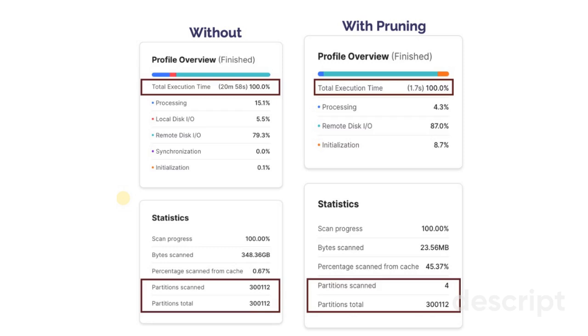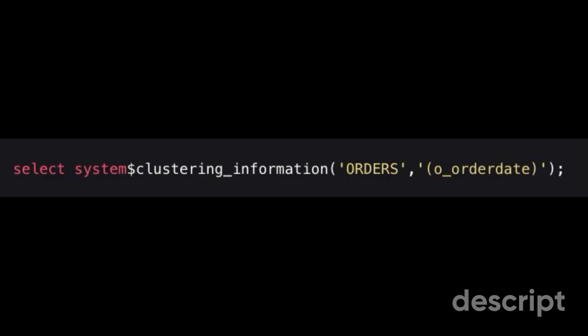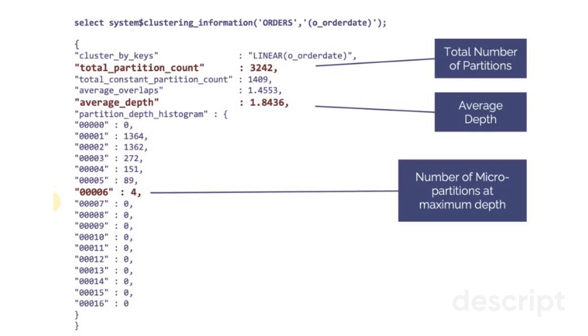Okay, so now I'm curious. How can I tell how well clustered my data is? Is there a way to measure that? There is. Snowflake has this function called system clustering information, and it gives you metrics like average depth and maximum depth, and they basically tell you how many micro-partitions Snowflake needs to scan for a typical query. So if I'm understanding this correctly, lower numbers are better, right? Exactly. Lower numbers mean your data is well clustered, and that means faster queries. Got it. So low depth, good. High depth, not so good.